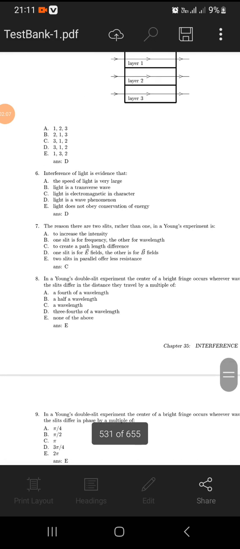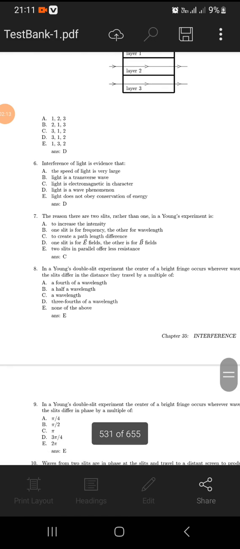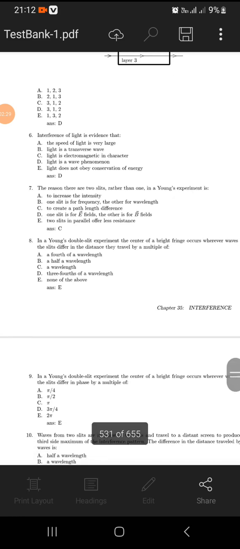Interference of light is evidence that light is a wave phenomenon. The reason there are 2 slits rather than 1 in Young's experiment is to create a path length difference.